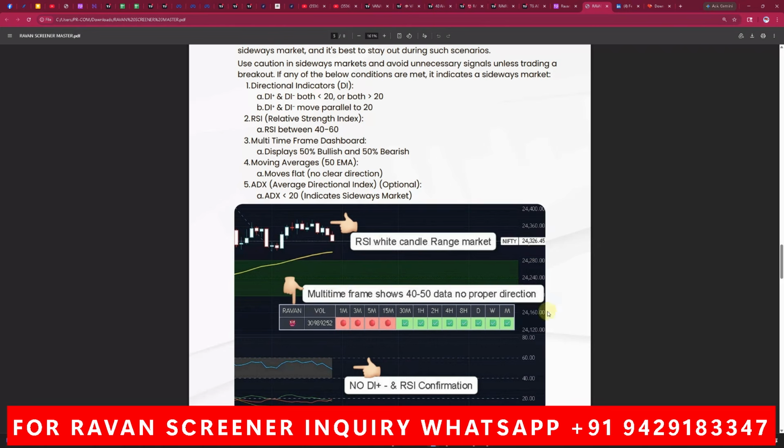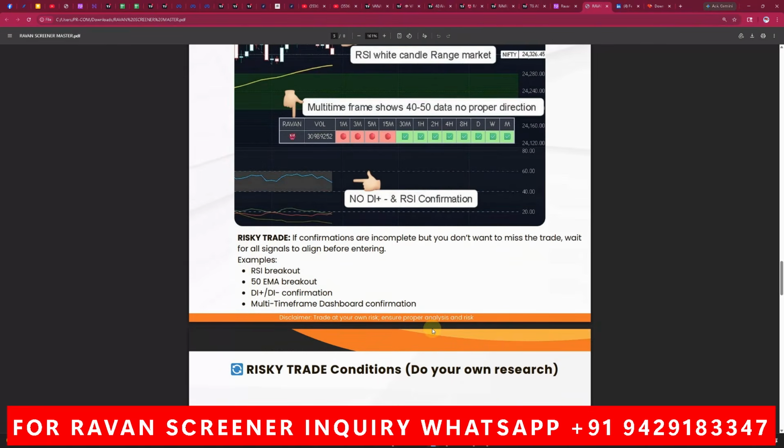This is a very powerful tool. This is a very powerful table. Always make sure you refer to this table before entering specific trades, right? Whenever it shows 50% bullish bearish, do not enter. I hope it's understood to you.